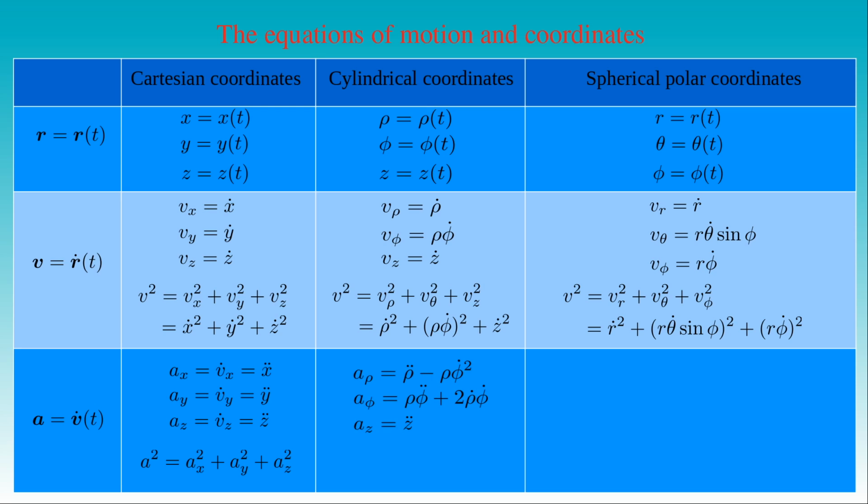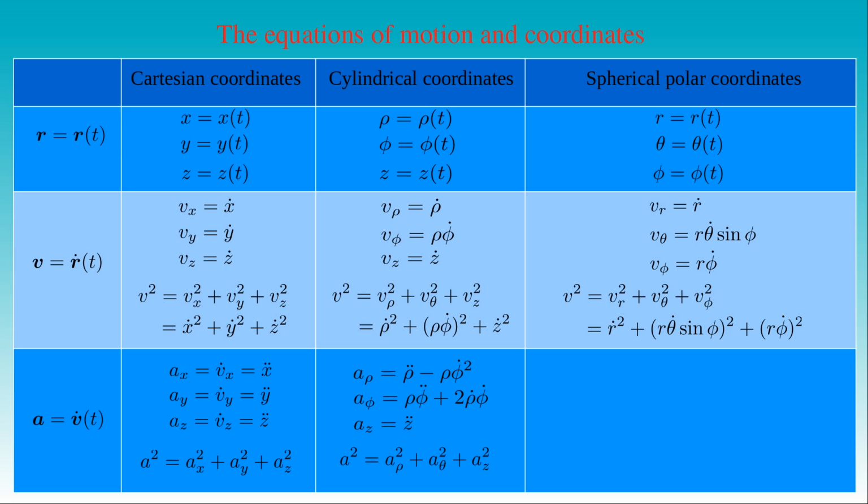Its rho component is the second-order derivative of rho, minus rho times the square of the derivative of the azimuthal angle phi. The phi component of the acceleration is equal to rho times the second-order derivative of phi, plus 2 times the derivative of rho times the derivative of phi. And its z component is just the second-order derivative of the coordinate z. As in the cases of the previous coordinates, the square of the length of the velocity is the sum of the squares of these components.